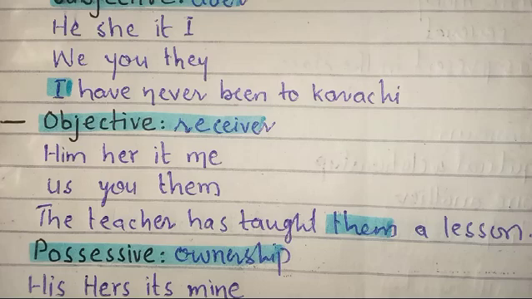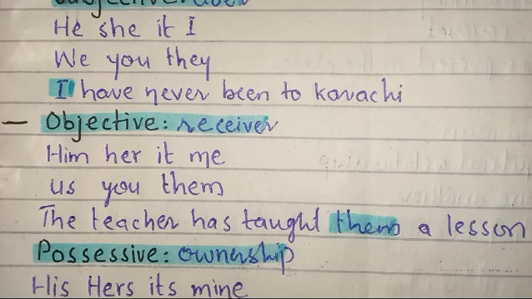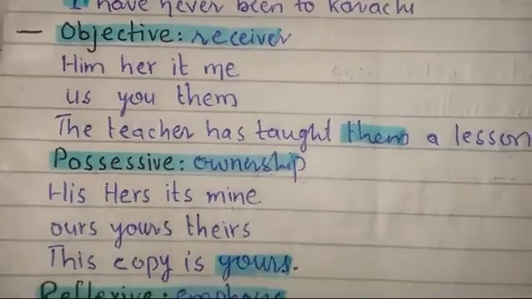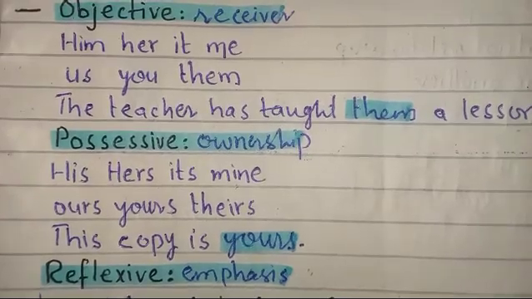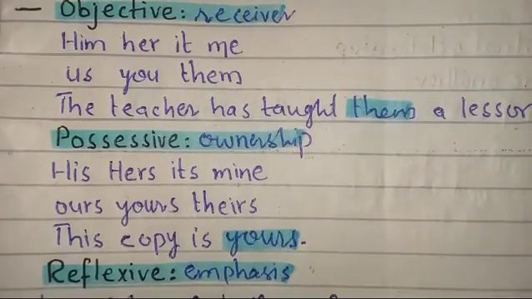Then there is possessive. Possessive shows ownership, like this copy is yours. Here yours is a possessive pronoun. Keep in mind that possessive pronouns mostly come at the end of the sentence.